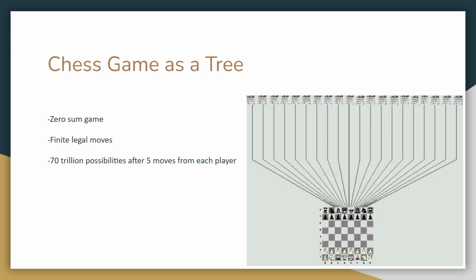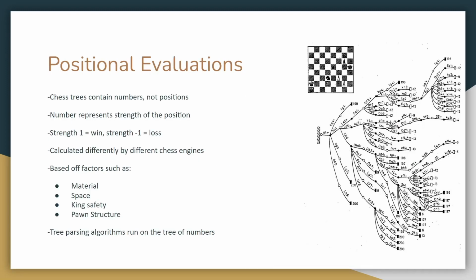Even just after 5 moves from each player, there's 7 trillion possibilities. So what the AI algorithms need to do is calculate the best moves, even though there's a huge amount of options. The first thing that we need to understand is that there aren't actually chess positions in a tree. There are numbers. So we need to understand how the algorithms come up with these numbers. These numbers are called positional evaluations, or just evaluations, and these are what actually get stored in a tree.